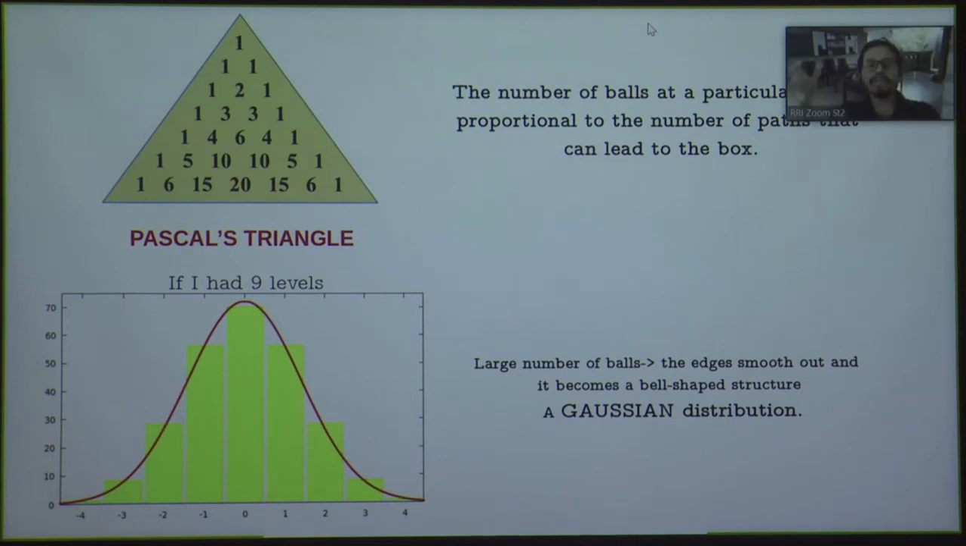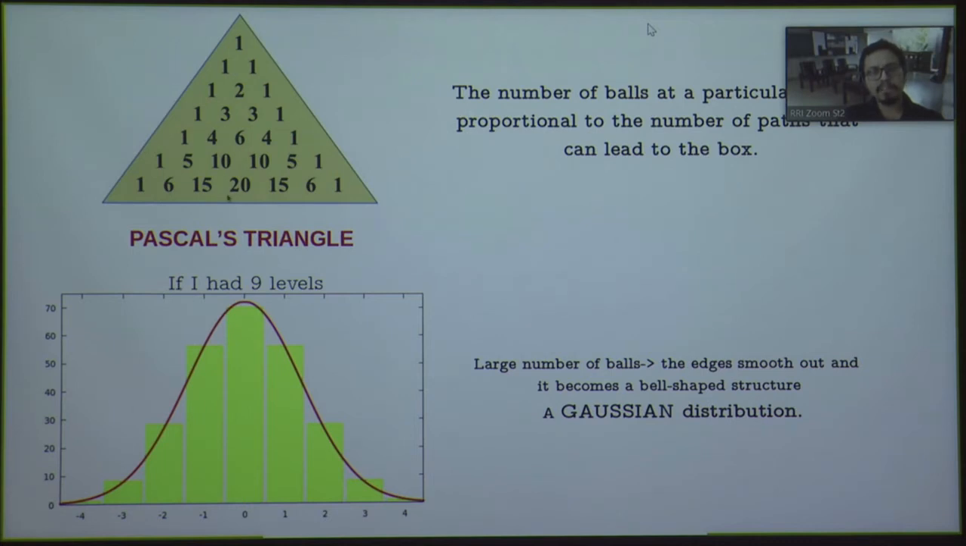Okay, so you have a maze, and you calculate the number of paths it can go to one particular box. So your net weight will be the number of balls. The number of balls in that particular box would be proportional to the number of paths that can lead to the box. Okay, and so here I have plotted these numbers.